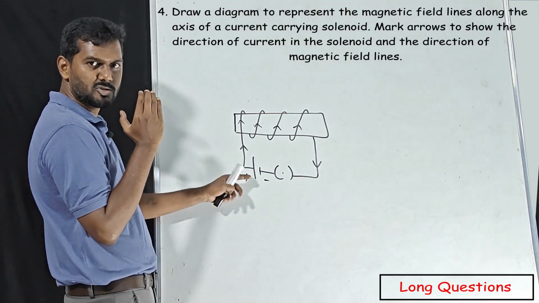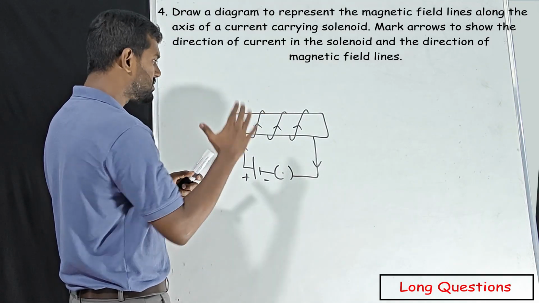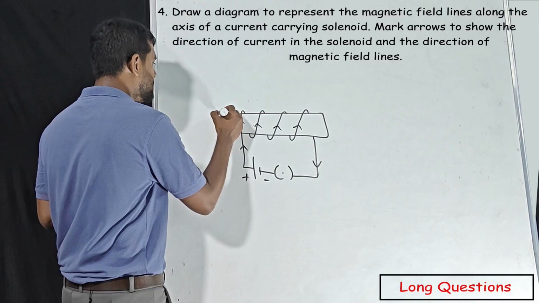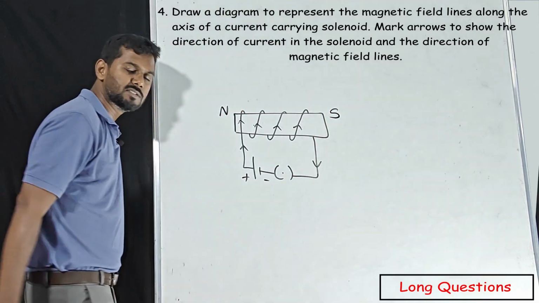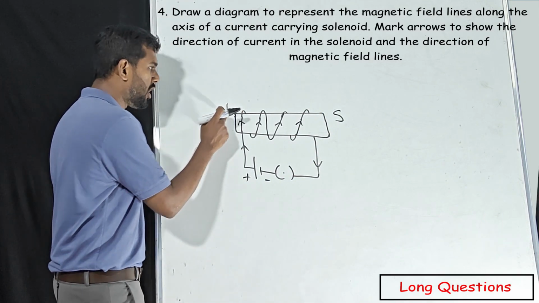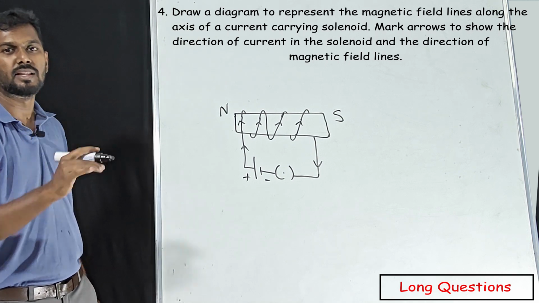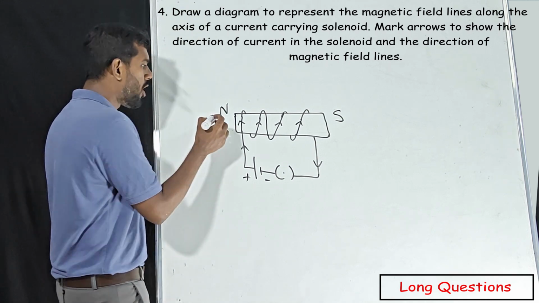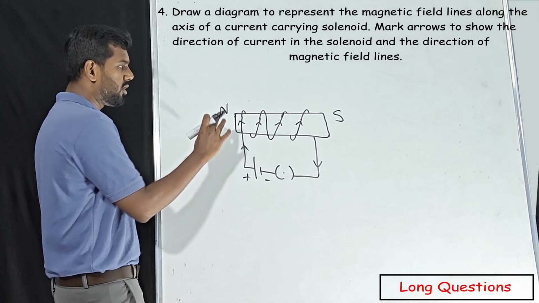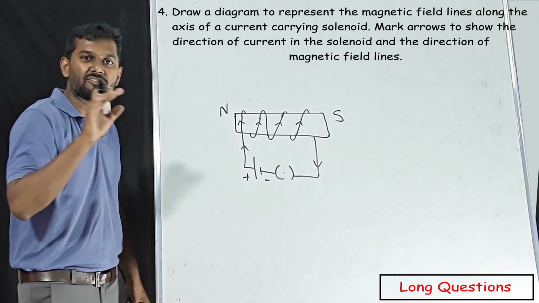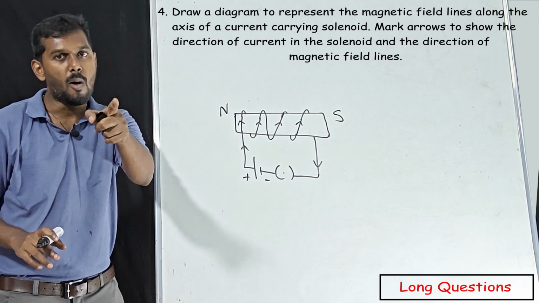Now if the plus is towards the left, this thumb will represent north. If this is north, then this will be south. So once you find out north and south, the simple thing is the direction of magnetic field lines. We know this is a solenoid. If it is a solenoid, it is nothing but a bar magnet, correct?